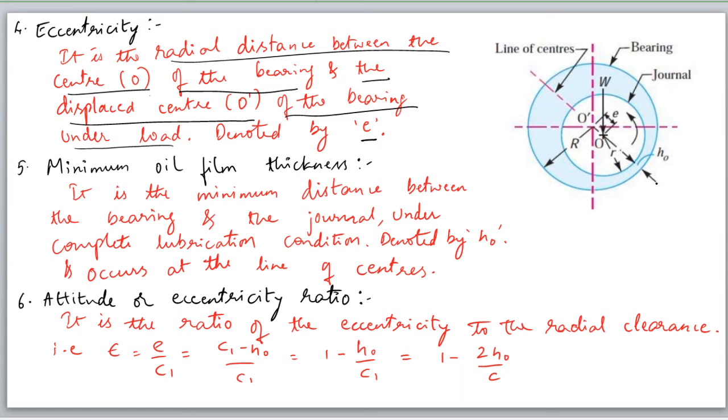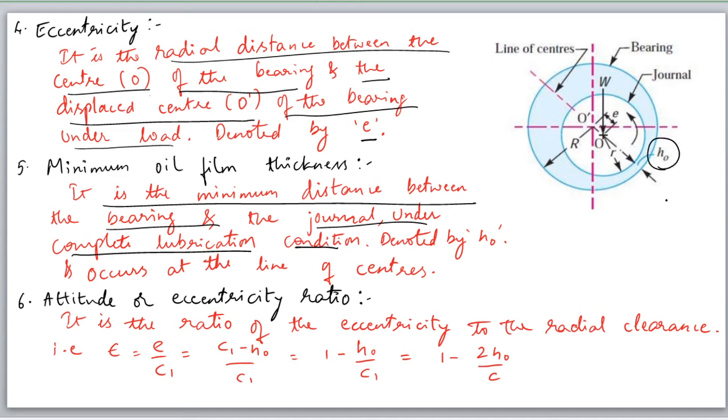And next is the minimum oil film thickness. It is the minimum distance between the bearing and the journal under complete lubrication condition. So here this h0 is the minimum oil film thickness.